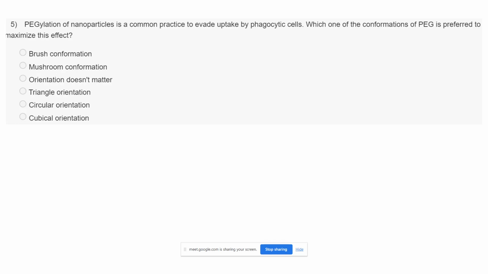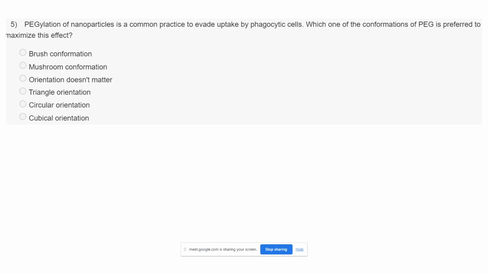Now the next question. PEGylation of nanoparticles is a common practice to evade uptake by phagocytic cells. Which one of the conformations of PEG is preferred to maximize this effect? Brush conformation, mushroom conformation, orientation doesn't matter, triangular orientation, circular orientation, or cubical orientation. Which conformation of PEG is preferred to maximize the effect of evading uptake by phagocytic cells?